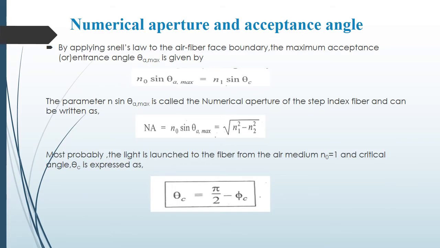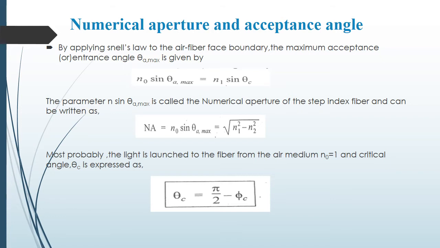So next we are going to see numerical aperture and acceptance angle. By applying Snell's law to the air-fiber boundary, the maximum acceptance or entrance angle theta A max is given by n0 sin theta A max equal to n1 sin theta C. Here n0 sin theta A max is called the numerical aperture of the step index fiber, and it can be written as NA equal to n0 sin theta A max equal to root of n1 squared minus n2 squared.